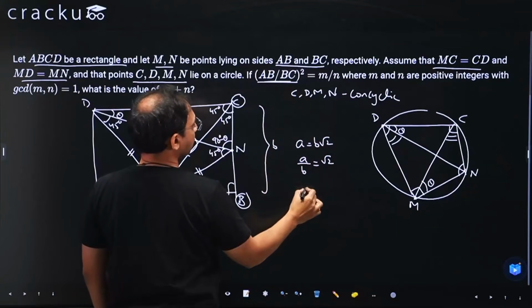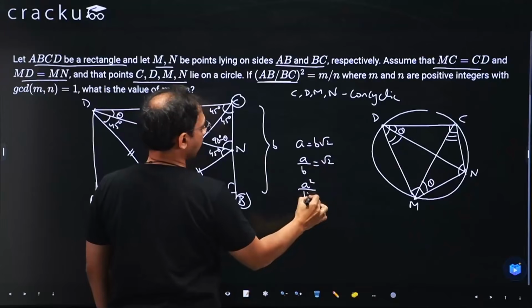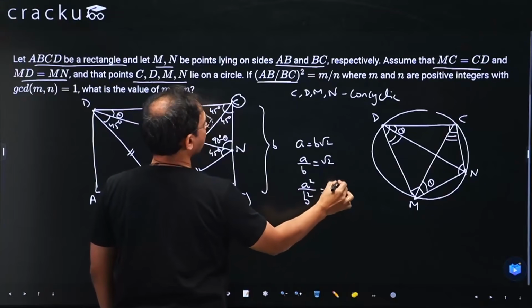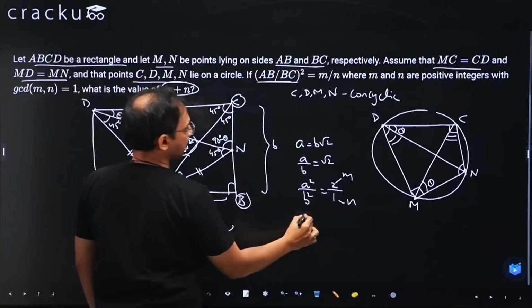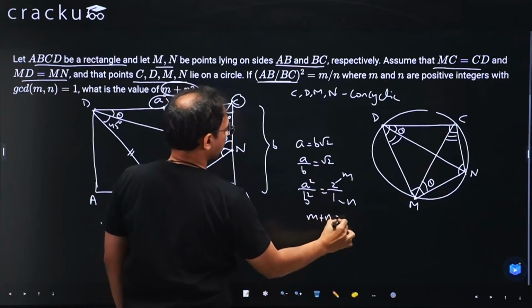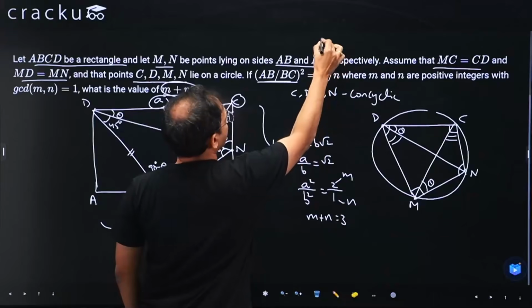We want A square by B square. We have A square by B square is 2 by 1. This is M, this is N. M plus N is asked. So the final answer is 3.